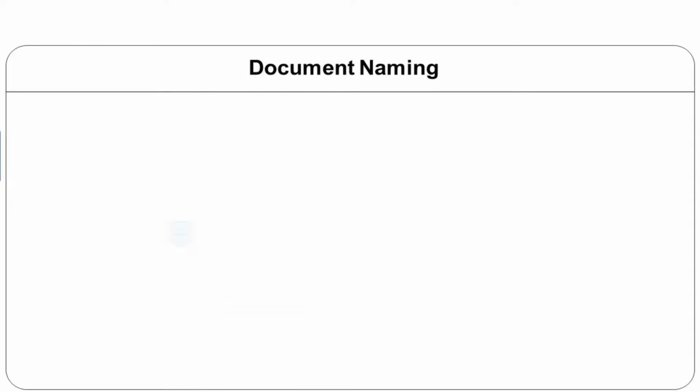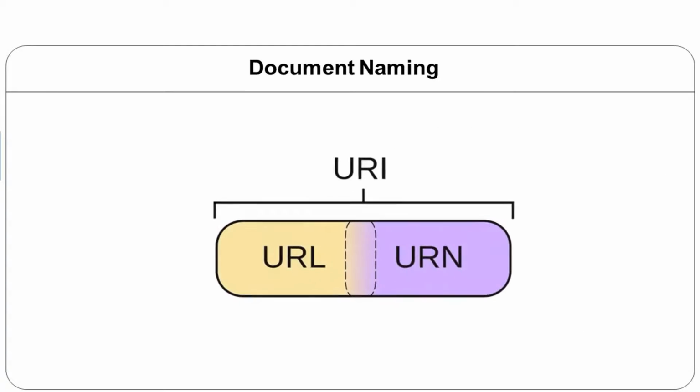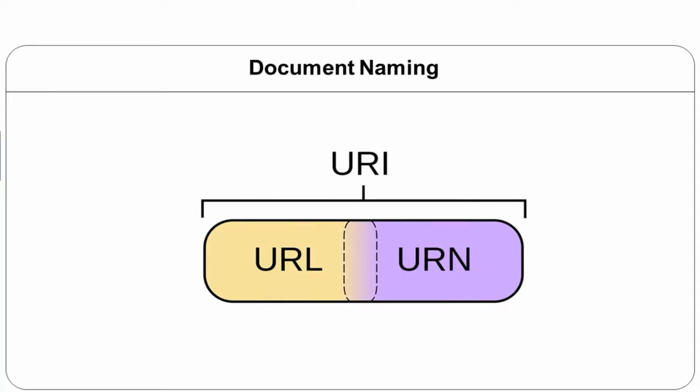Document naming. The WWW uses a naming scheme to identify documents. This is known as Uniform Resource Identifier, or simply URIs. URIs consist of a URL, Uniform Resource Locator, which identifies a document by including information on the location of the document, and the URN, which is Uniform Resource Name, which acts as the true identifier by providing a reference to a document. So that is about the structure of the web and the structure of a web document.